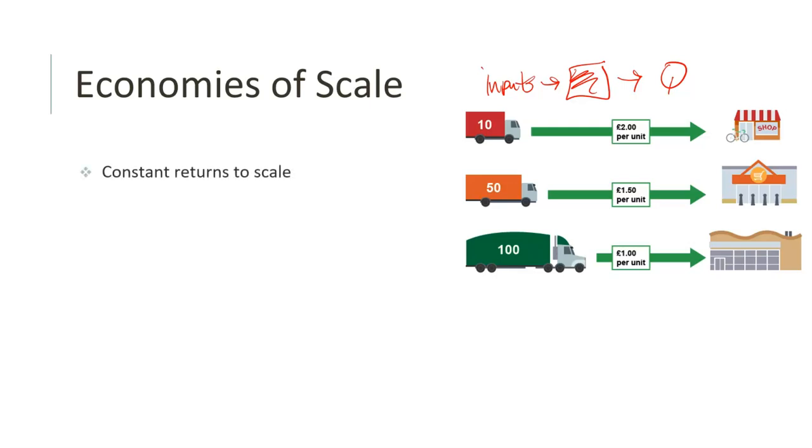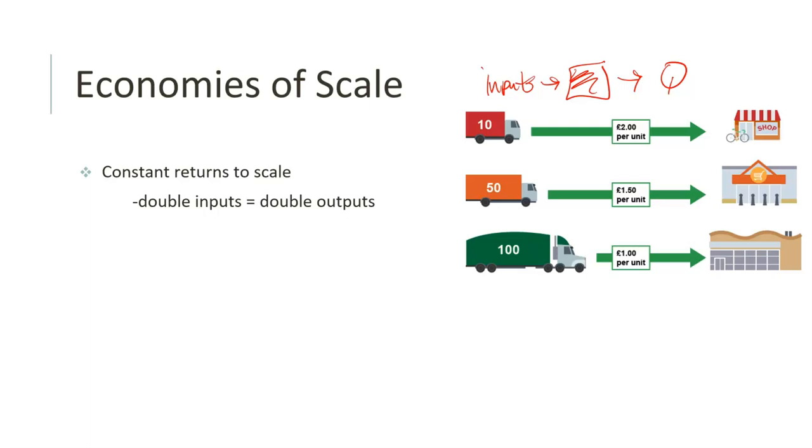So we would say constant returns to scale means if you double your inputs, you're going to double your outputs. So if I have 2 employees and I'm making 10 coffees per hour, when I go to 4 employees, then I'm going to be making 20 coffees per hour.